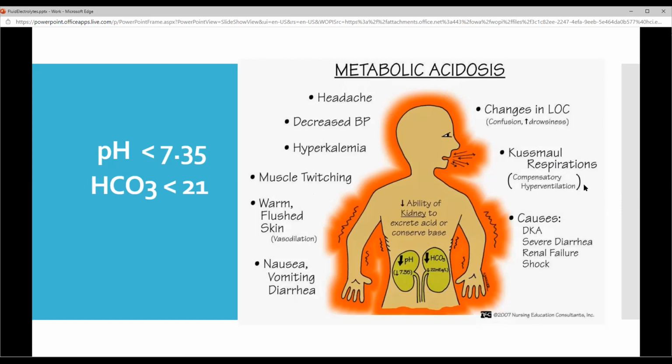Why? Because if the metabolic system is not doing its part, now the lungs have got to step in and help out. So this is how you end up with compensated, partially compensated ABGs, right? The body is going to try to lower CO2 to compensate for that lack of buffer, the lack of bicarb, okay? So a patient with acidosis is going to be hyperventilating, trying to blow off as much CO2 as possible.